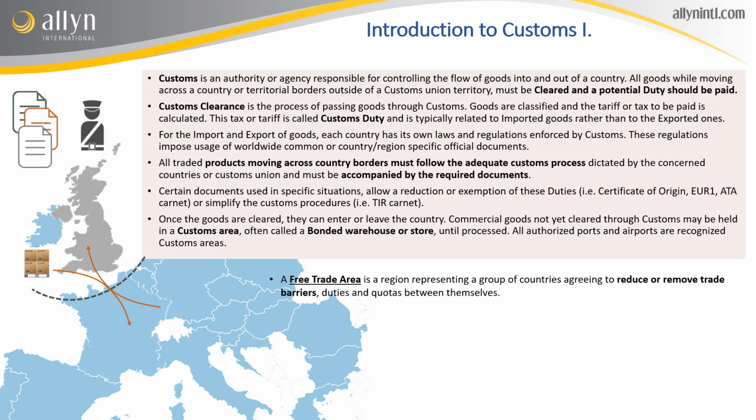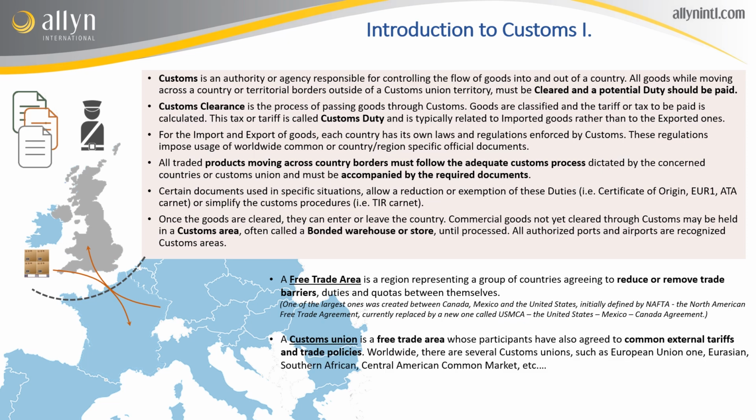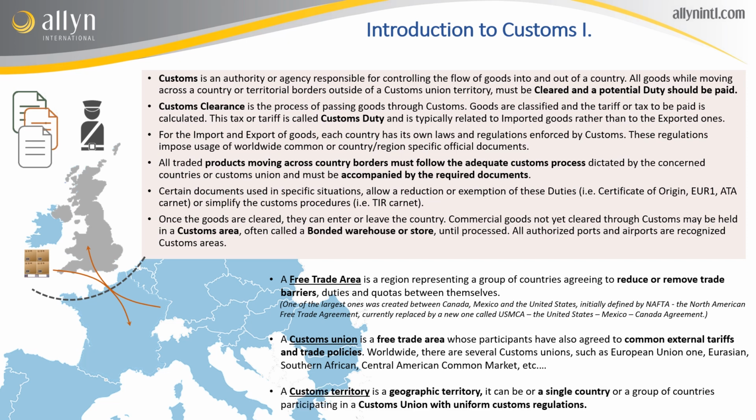Other terms we would like to mention is a free trade area, which is a region representing a group of countries agreeing to reduce or to remove trade barriers, duties and quotas between themselves. Probably the most famous one is defined by NAFTA, the North American Free Trade Agreement. Another term is customs union, which is a free trade area whose participants have also agreed to common external tariffs and trade policies. Worldwide, there are several customs unions. One of them is, for example, European Union. And then a customs territory, which is a geographic territory that can be represented by one single country or by a group of countries participating in one customs union and having uniform customs regulations.